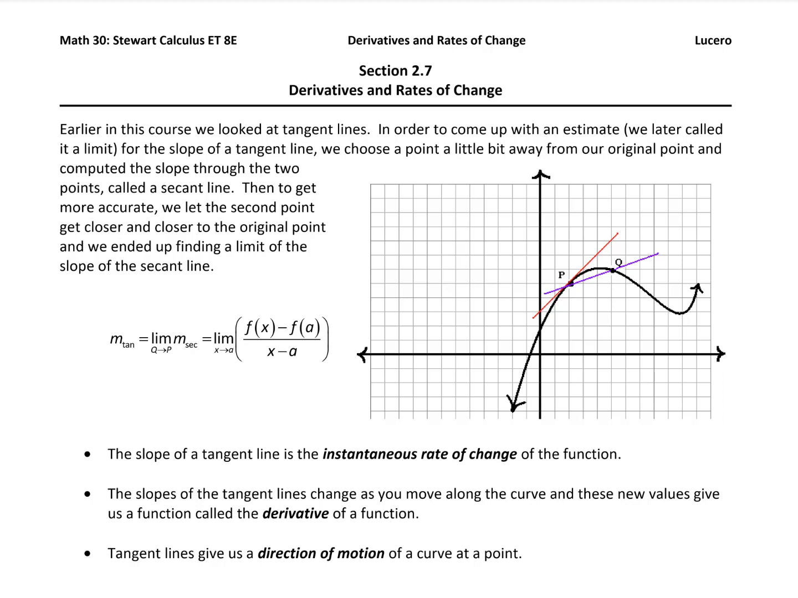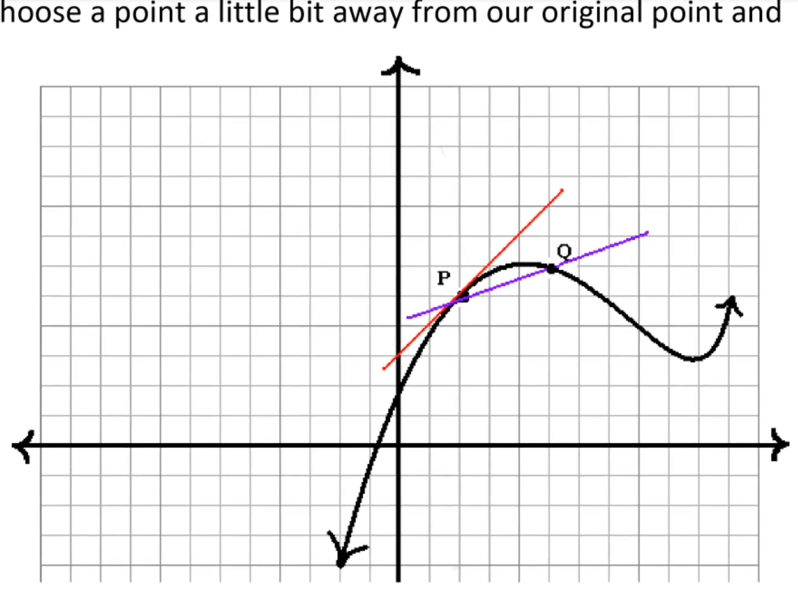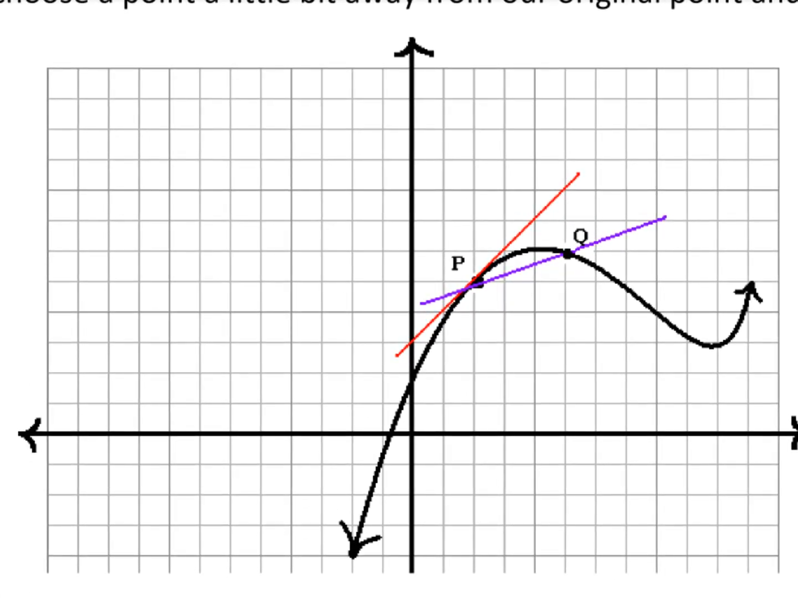So just to remind you, early in the course, we looked at a function and we said, what if we wanted the tangent line at a point? And so let me zoom in on this guy right here. What if we wanted a tangent line at a single point? So we wanted to know exactly at a point P what the function was doing.